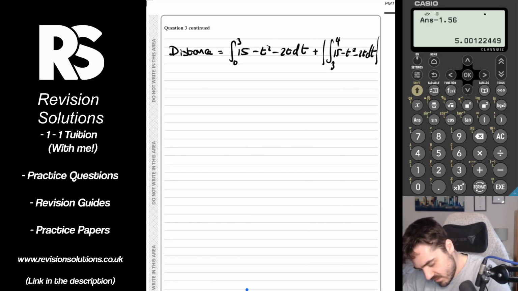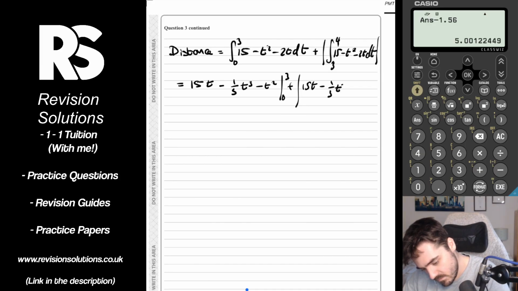So first, if we integrate, we get 15t minus a third of t cubed minus t squared. And that is from 0 to 3. So we have to add the magnitude of that same thing, but with different limits. So 15t, sorry, I just spotted a mistake here. That should say minus a third t squared, shouldn't it? T cubed, excuse me. So minus a third t cubed. And then minus t squared from 3 to 4.